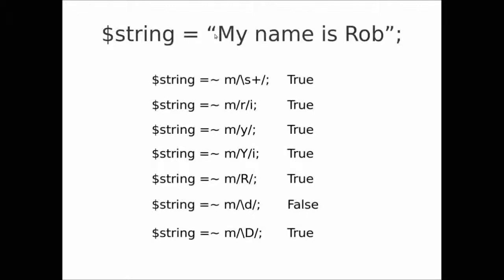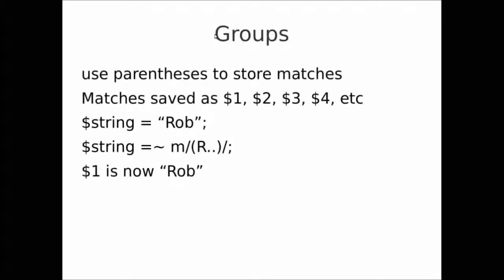Okay, let's take a look at grouping. We can use parentheses to store our matches. The matches are saved as $1, $2, $3, $4, and so on. These are special variables that Perl has built in. So if we have a string that is Rob, and we say, does this string match a capital R with 2 other characters, and we surround that in parentheses, that says, let's remember what that match was and put that in the $1 special variable. And so now $1 becomes Rob, the whole string.